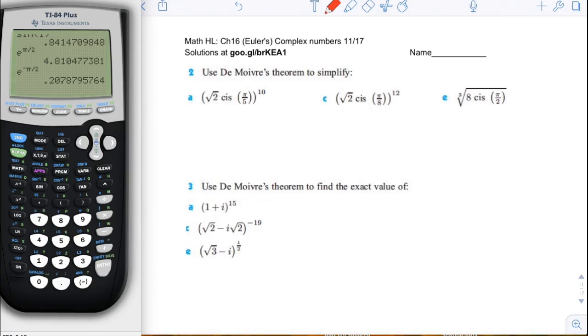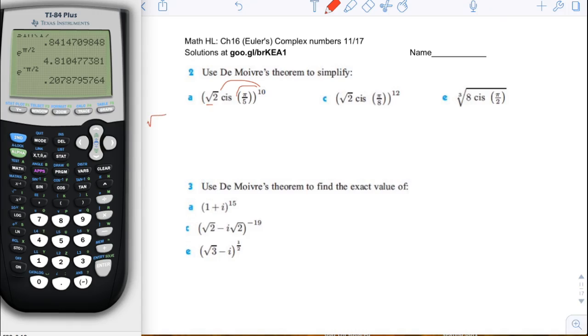Okay, page 11 of Euler's complex numbers of MHL, chapter 16. Number 2, use de Moivre's theorem to simplify the following expressions. So remember that all we're doing is we are taking the modulus and taking it to the 10th exponent, and then we just put 10 as a multiplier of pi over 5.